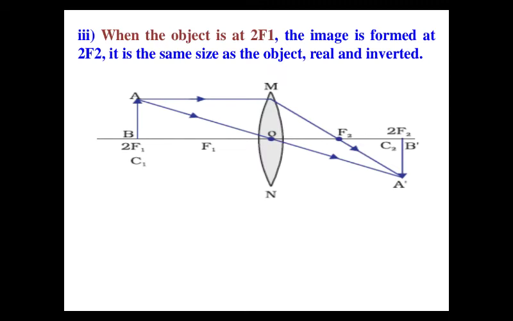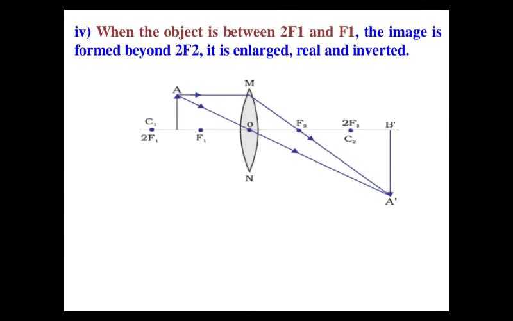So you can see the position of the image is 2f2, the size is same, and the nature is real and inverted. So if in an exam it is asked where an object should be placed so that it can form an image of the same size, we will write that the object should be placed at twice the focal length of the convex lens.